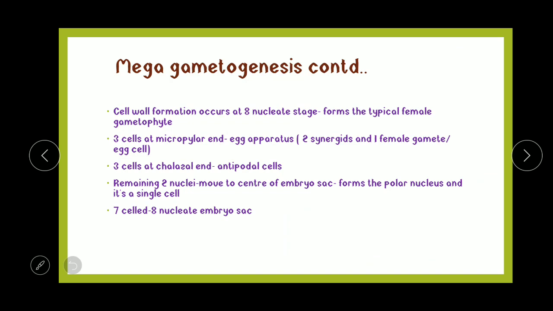Now, megagametogenesis. The cell wall formation occurs at the 8 nucleate stage and forms the typical female gametophyte, that is the embryo sac. The 3 cells at the micropylar end form the egg apparatus, 2 synergids and 1 egg cell, collectively called the egg apparatus. I have already discussed this. Then the 3 cells at the chalazal end form the antipodal cells, and the remaining 2 nuclei move to the center of the embryo sac, forming the central cell with the polar nuclei. There are 2 nuclei, they are not fused. This is important, remember. That's why this is called a 7-celled 8 nucleate embryo sac.